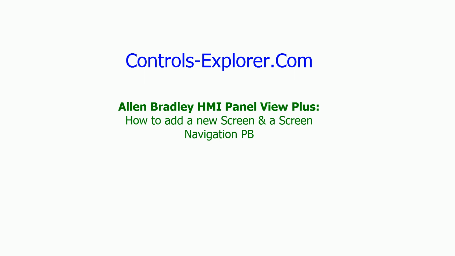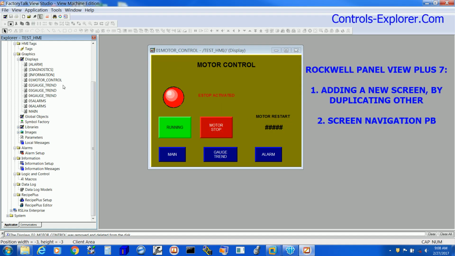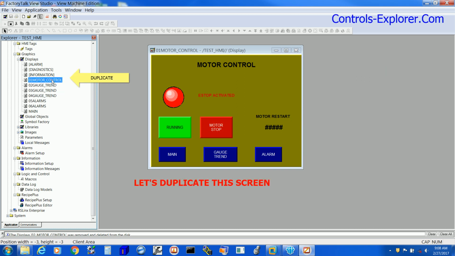What we have today is a Panel View Plus 7 HMI of Allen Bradley and FactoryTalk View Studio. So let's begin here. We are going to duplicate a screen, so let's select 01 motor control, right click and duplicate.